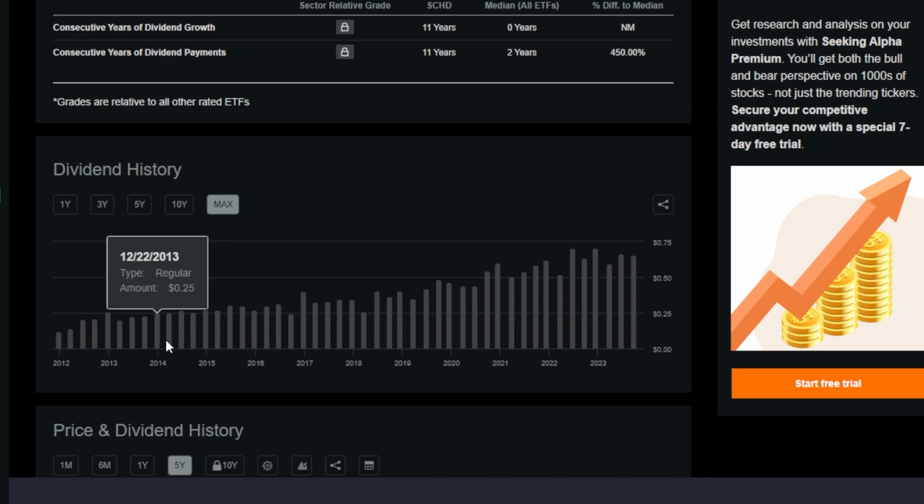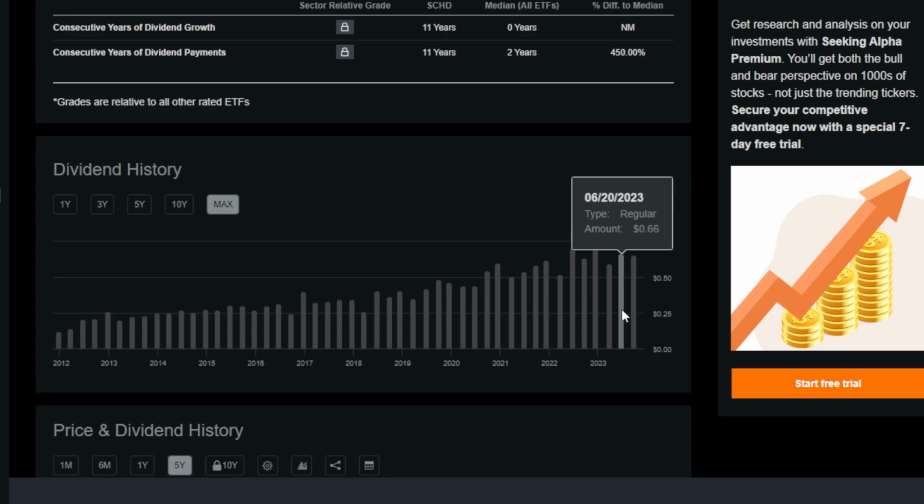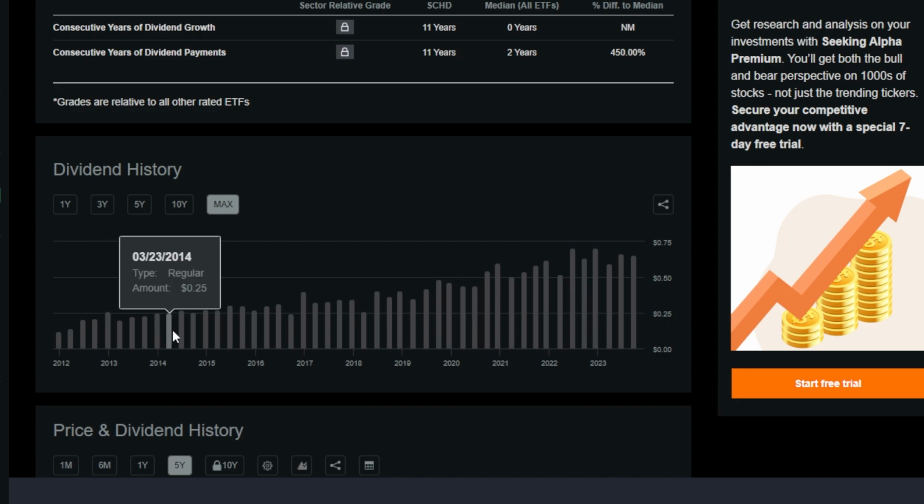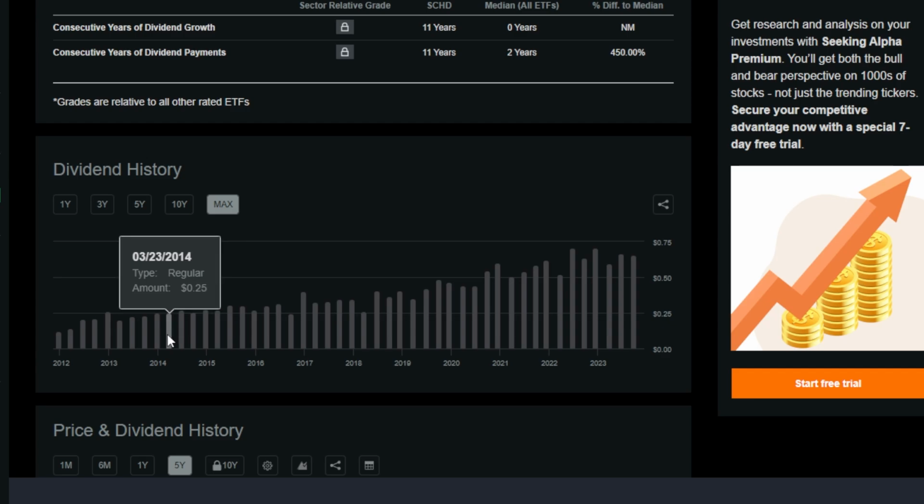Back in 2013, 2014, around 10 years ago, the Schwab US Dividend Equity ETF was paying around 25 cents or so per share per quarter. Now, 10 years later, around 65, 66, or even 70 cents per share per quarter. The difference in dividend payouts over the last 10 years is almost 3 times as much as you would be getting around 10 years ago.